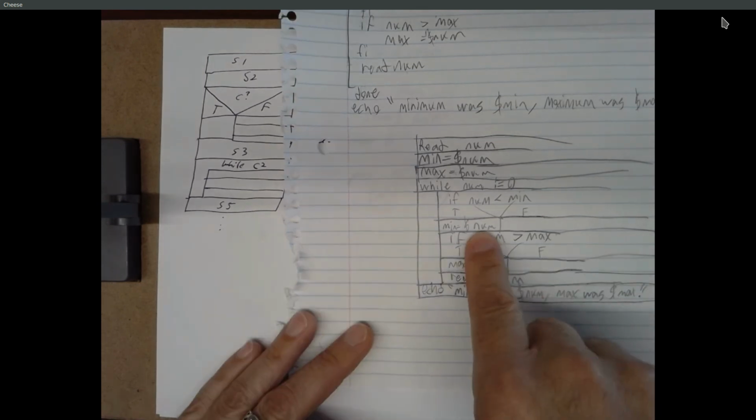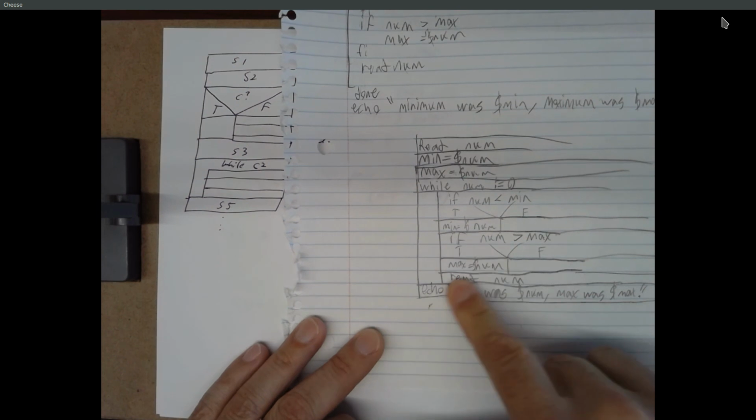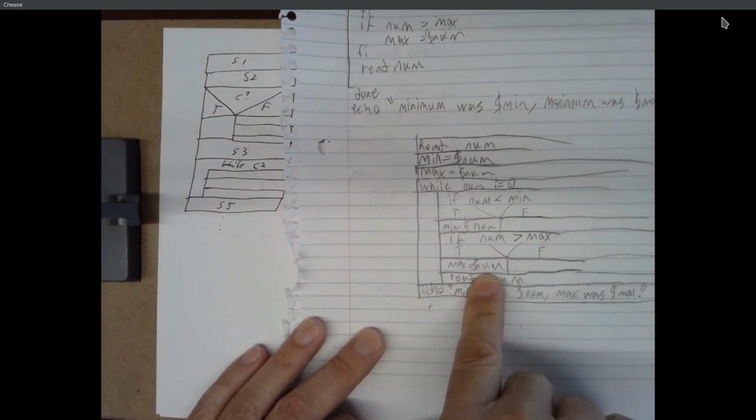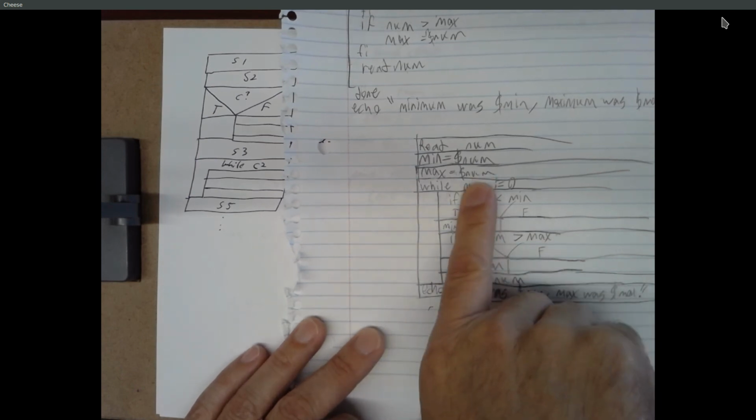So what do we do? Compare it to the min. If it's smaller than the min, set the min equal to that number, and compare it to the max, and if it's bigger than the max, set the max equal to that number. And then again, at the bottom of the loop, read the number and go back up to the top.